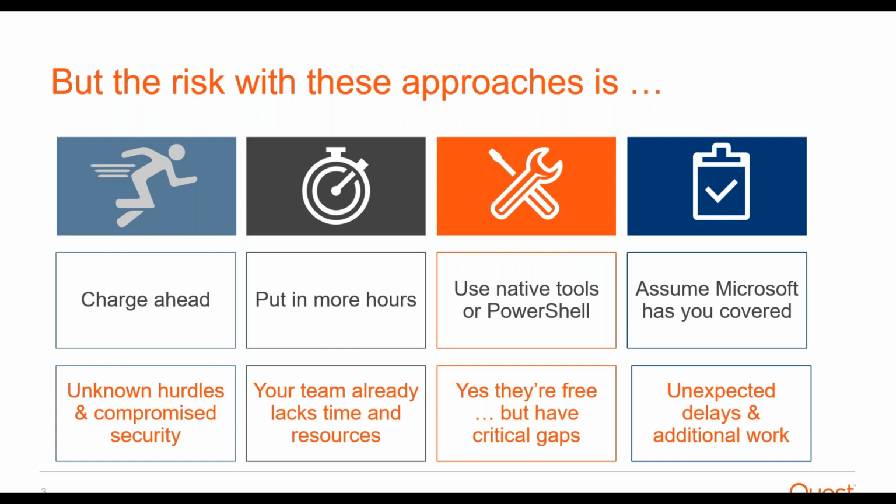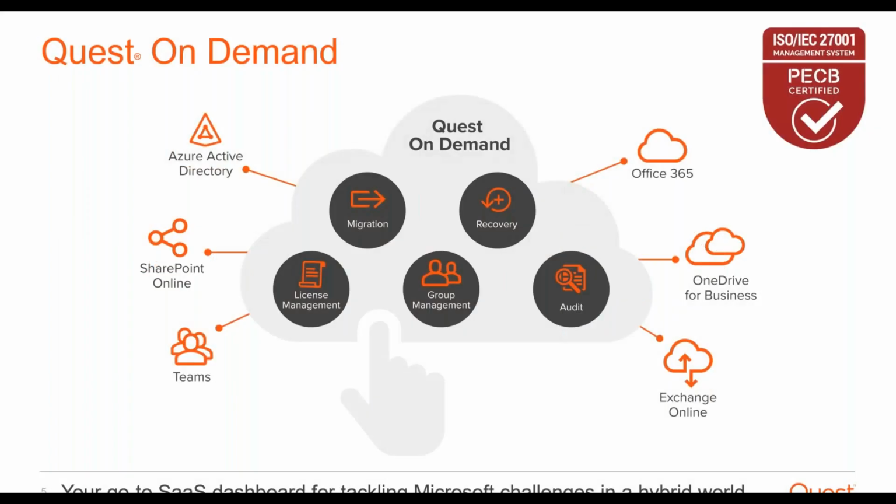So with that in mind, I'm going to move into Quest solutions in these areas to give you an idea of where we can help. Essentially, the majority of this presentation today is about the On Demand platform. On Demand is the brand name for Quest's SaaS implementation, and this is how it looks conceptually. So 5 microservices, which I'm going to talk about individually today: tenant-to-tenant migration, Azure Active Directory recovery, 365 license management, Azure AD and on-premise group management, and auditing from a hybrid perspective.